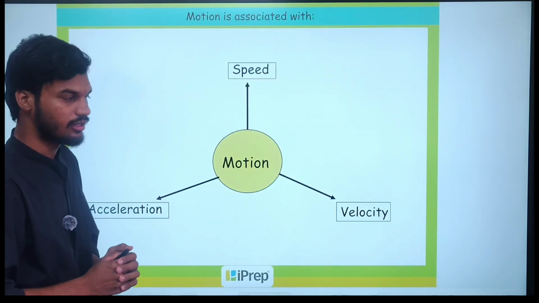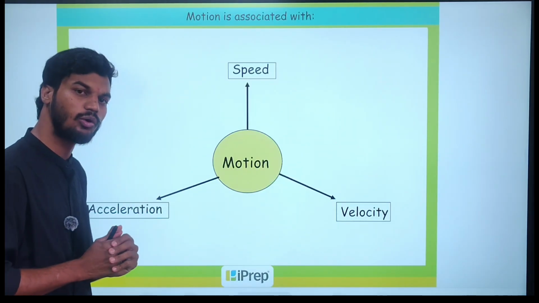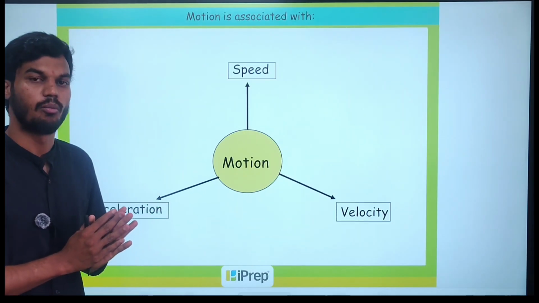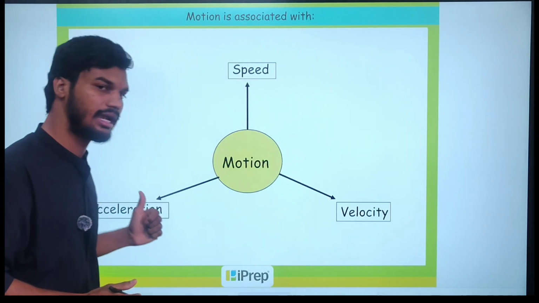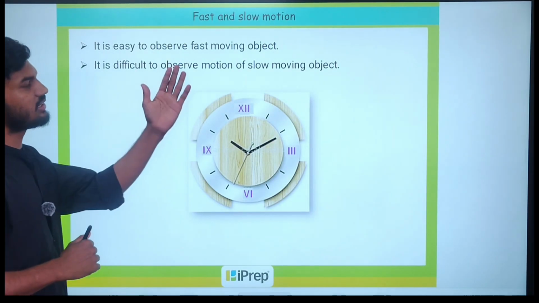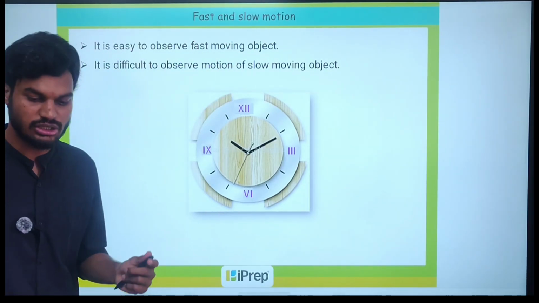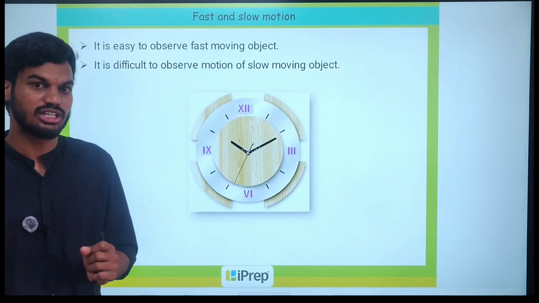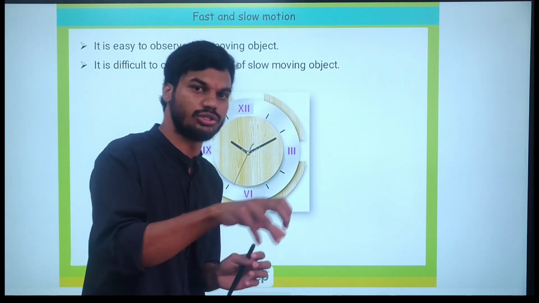Next, motion depends upon speed, velocity and acceleration. So in the chapter we are going to discuss what is speed, what is velocity and what is acceleration. Motion majorly depends upon these. Motion can be fast or slow. It is easy to observe a fast moving object. For example, if a car is traveling on the road at 60 km per hour, we can see the car is moving. By seeing for 1 second, we can judge the car is in motion.